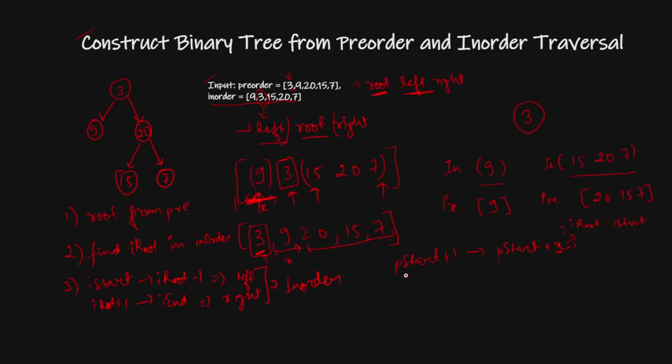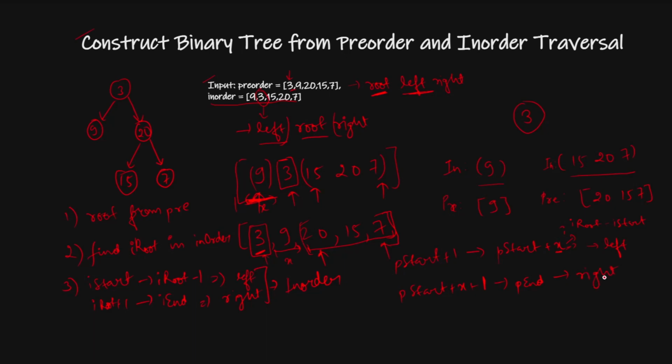And what I have to do finally is, I have done this left, and this is my left. And what is my right? Right is from P start plus X. P start plus X is the end point, so I have to do plus 1. So P start plus X plus 1 will be there, from here to P end. And what will be P end? P end will be this. So this will be my preorder for right.